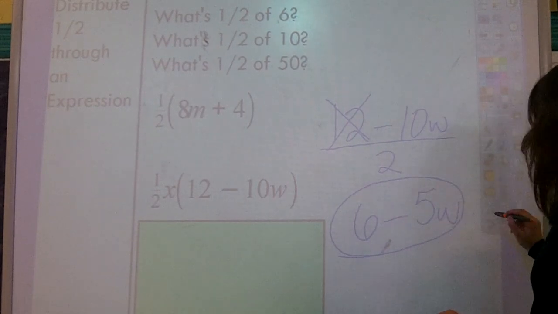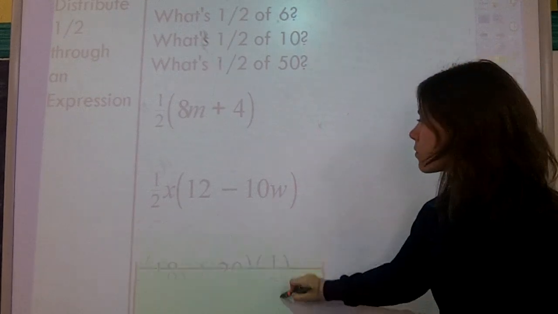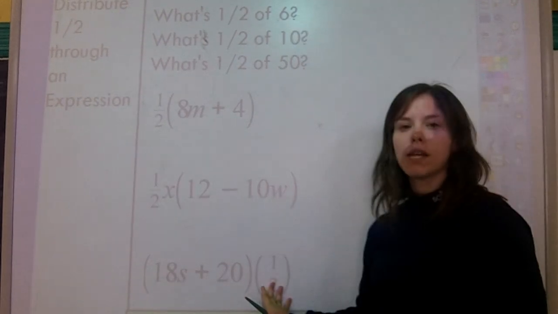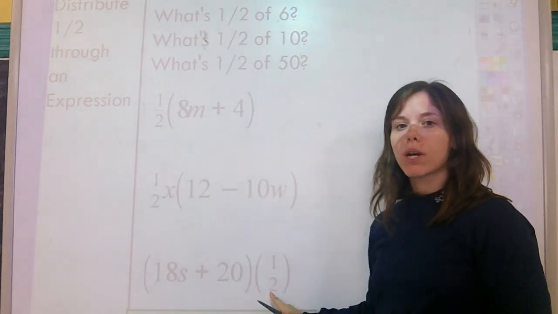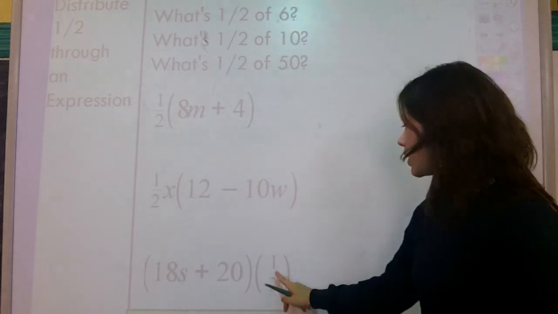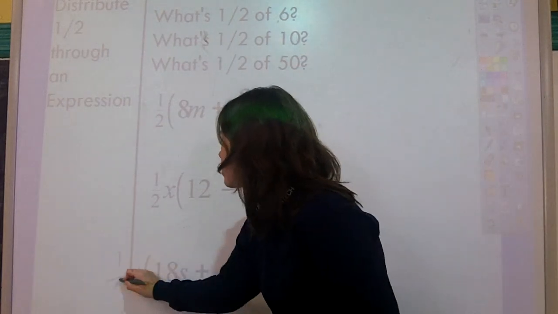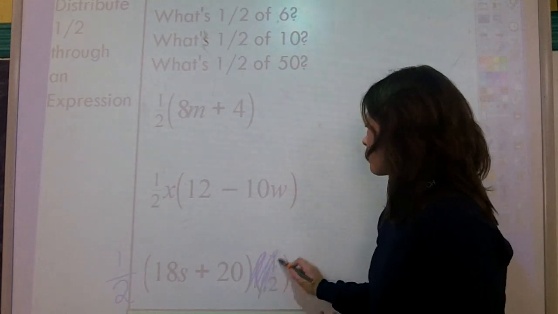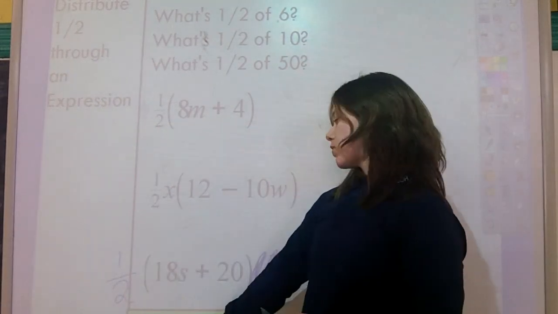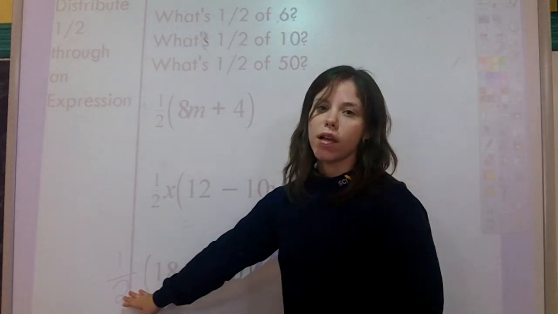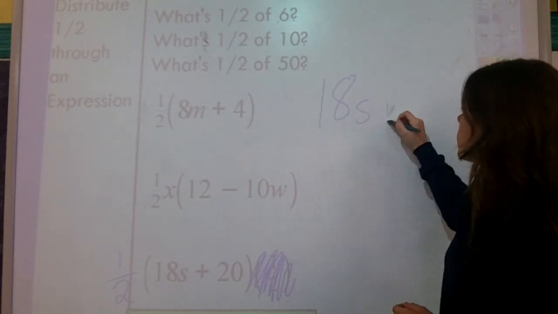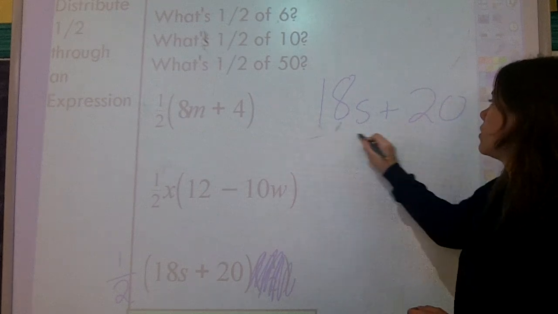Let's look at one more. 18s plus 20 times half. This one looks different because the half is being multiplied at the end. But what you should remember from last week is that we can move this to the front, and it means the same thing. So first let's move our half to the front, and now let's rewrite this as a division problem, because multiplying by half is the same as divide by 2. 18s plus 20 divided by 2.